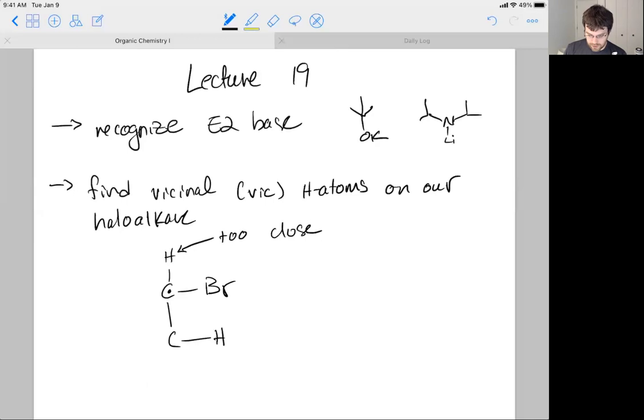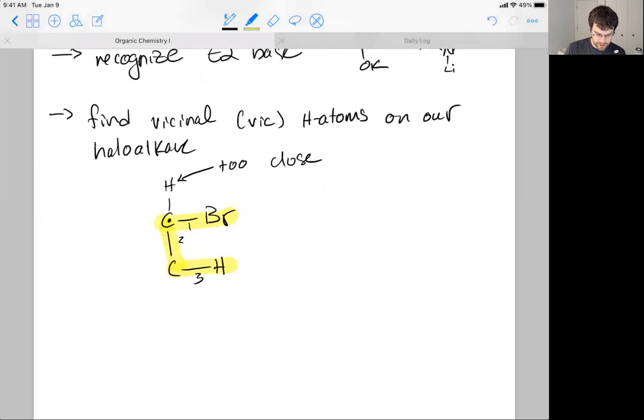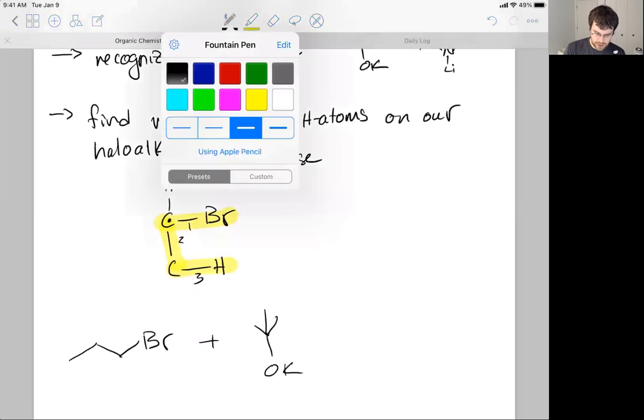So instead, what we have to do is count 3 bonds away, or maybe just get used to seeing the picture of when you've got your dotted carbon, you go to the carbon next door and see how many hydrogen atoms it has. And if we look at an example of this, let's say we've got this molecule here and we're reacting it with potassium tert butoxide.